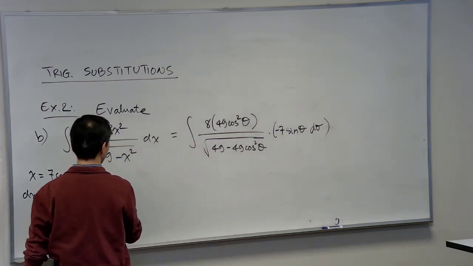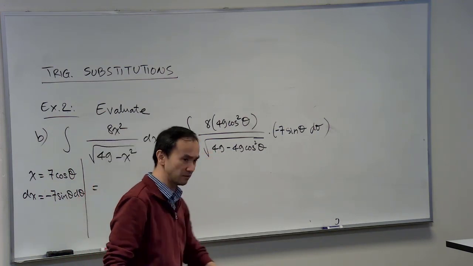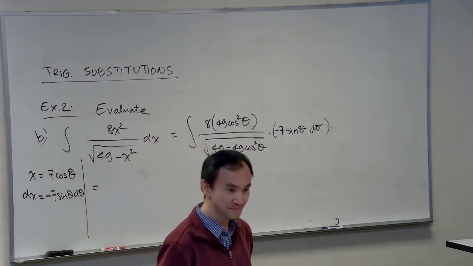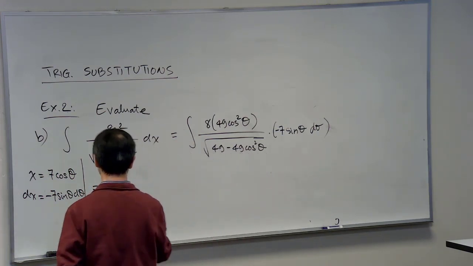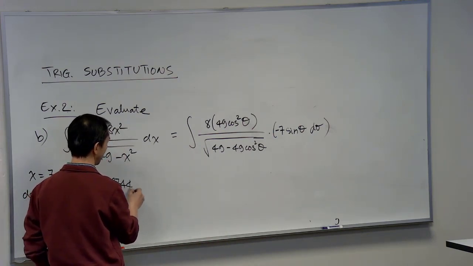All right, so now I need your calculation helper here. 8 times 49 times 7. Negative 2,744. Okay, slow it down a little bit. 2,744. Thank you.